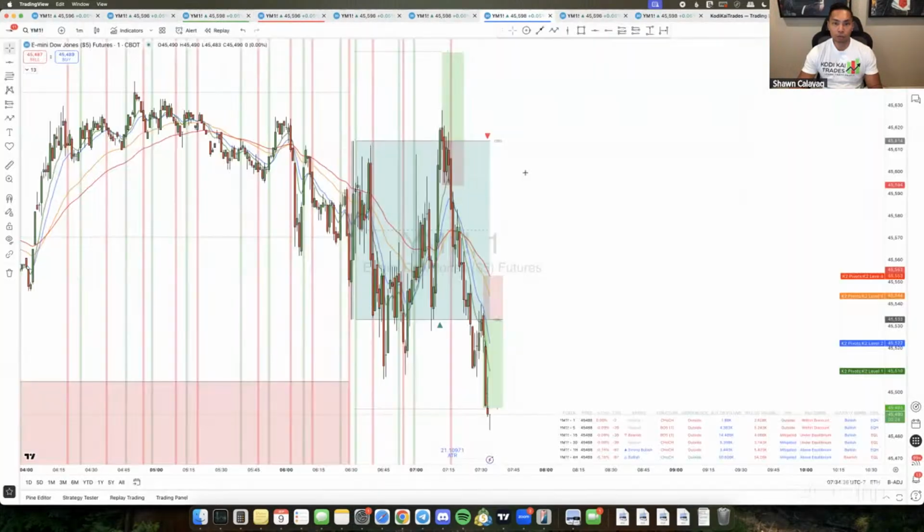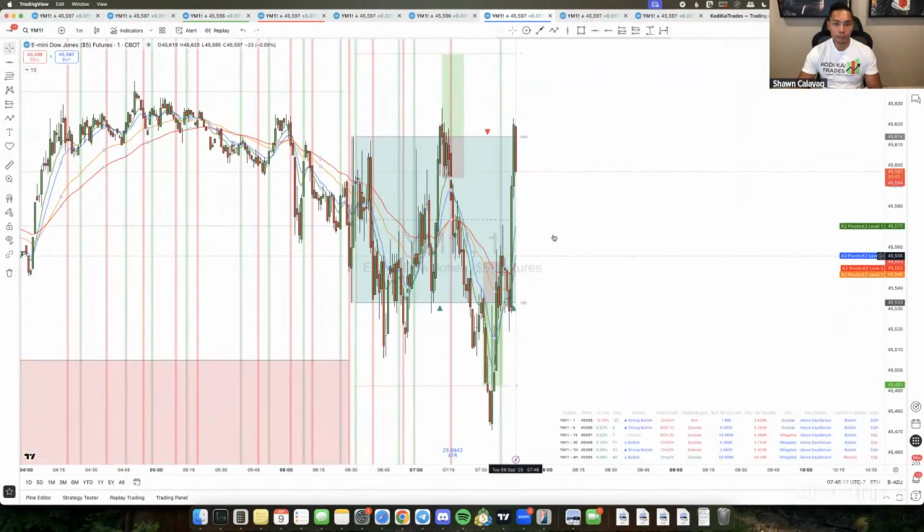Let's go back to the ORB. The ORB is actually easier to see the range. So again, right here, see how price broke past it? Faked out, pulled right back into the range.